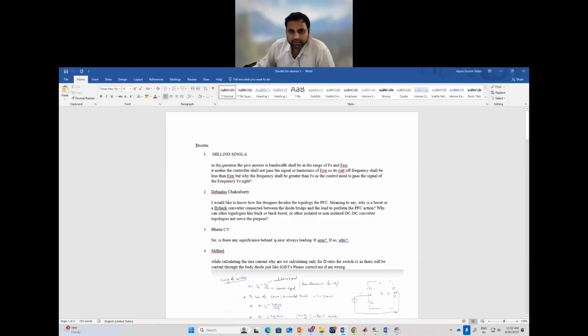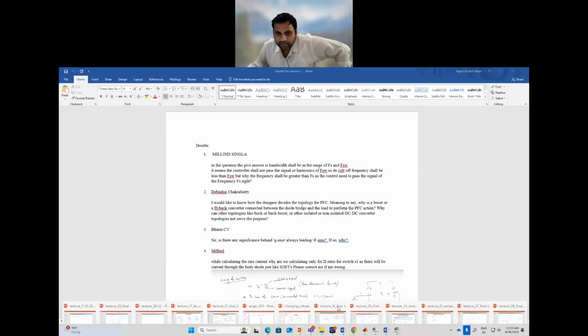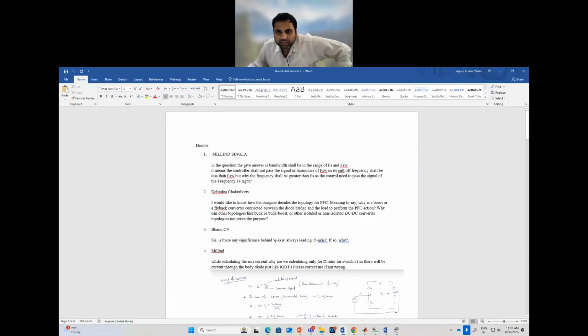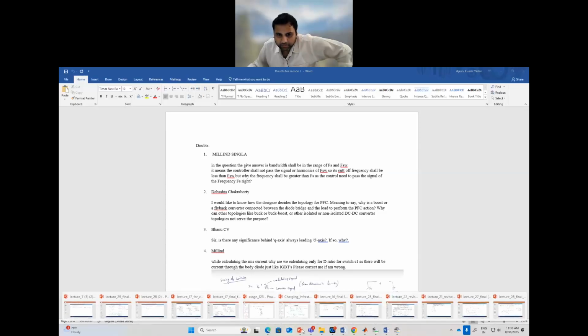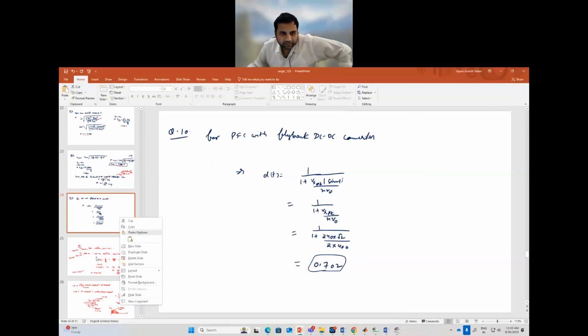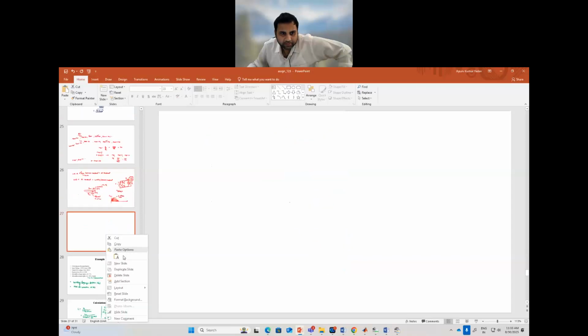Now in the first question, it is given that the bandwidth should be in the range of Fs and Fsw. So what do I mean by that? What I mean by that is, it means the controller shall not pass the circuit. Okay, so it's a cutoff frequency. Now let me take a fresh sheet.